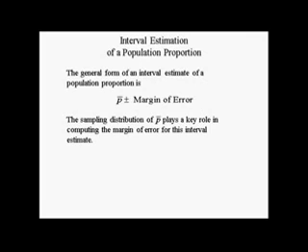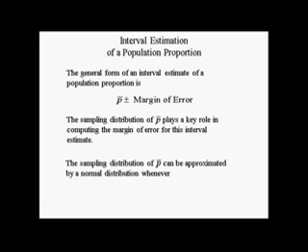The general form of an interval estimate of the population proportion is sample proportion plus or minus the margin of error. The distribution of the sample proportion plays a key role in computing the margin of error for this interval estimate. Recall in Chapter 7 that the distribution of the sample proportion can be approximated by a normal distribution whenever the sample size n times population proportion p is at least 5, and the sample size n times the quantity of 1 minus the population proportion is at least 5. However, in Chapter 8, we do not know the population proportion p, so we have to use the sample proportion p bar.